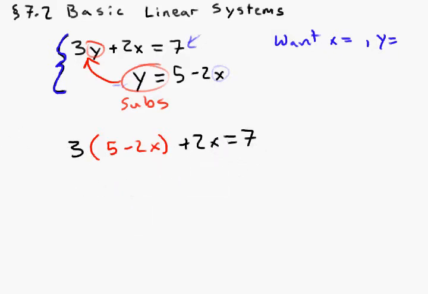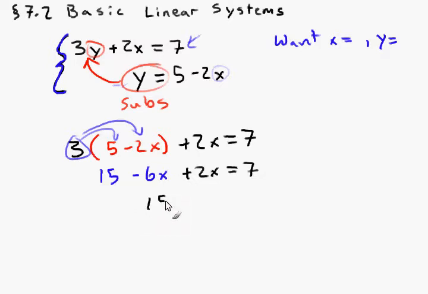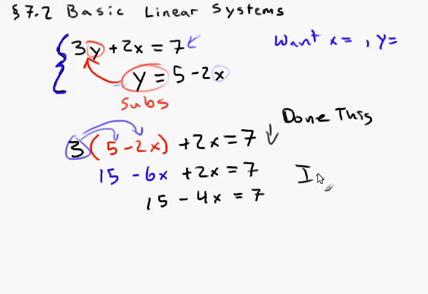Then we can go ahead and distribute this 3. So we'll have 15 minus 6x plus 2x is equal to 7. 15 minus 4x is equal to 7. And from here on, we know how to do this. We've done this. A little bit of inverse reverse now. So minus 4x is equal to a negative 8. x is equal to a positive 2.